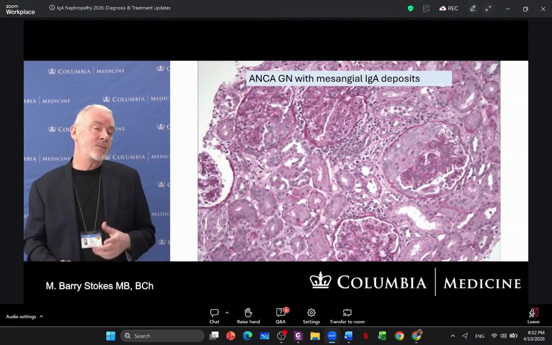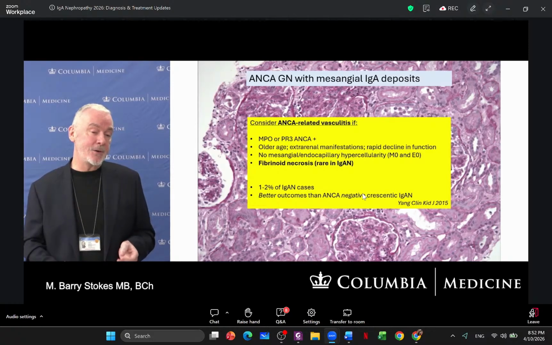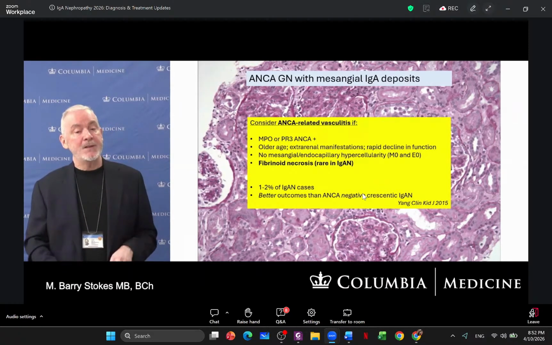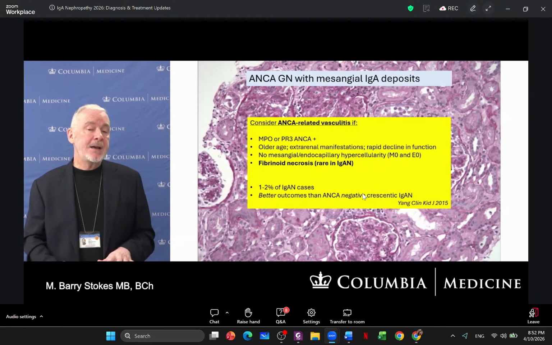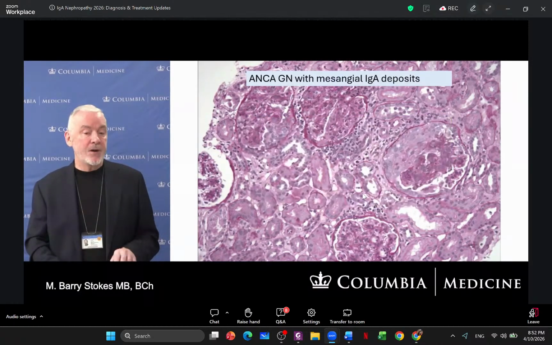So we should consider this if we have a patient with positive serologies for MPO or PR3-ANCA. Typically, this is seen in older patients. They often have systemic signs of vasculitis and present with RPGN. On the biopsy, they have IgA staining, but they don't have really any hypercellularity in the typical sites, like the mesangium or endocapillary proliferation. So the M and E scores are 0. And then they often show fibrinoid necrosis in the crescents, which is rare in IgA nephropathy.